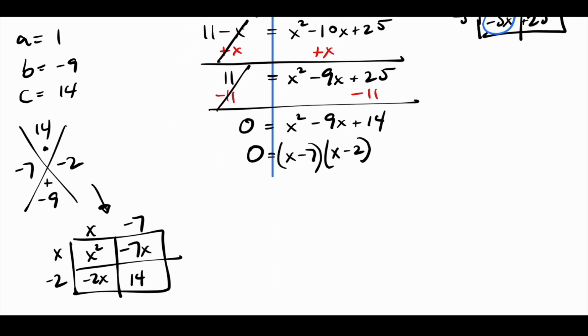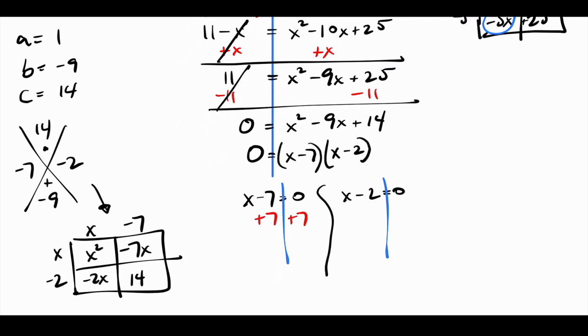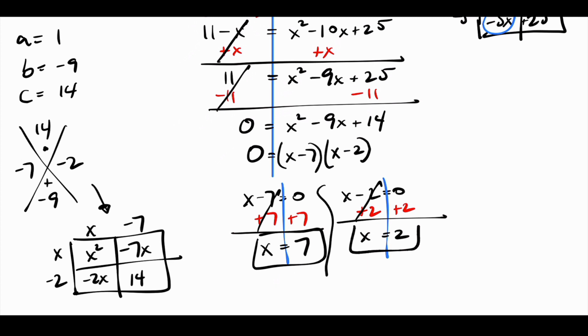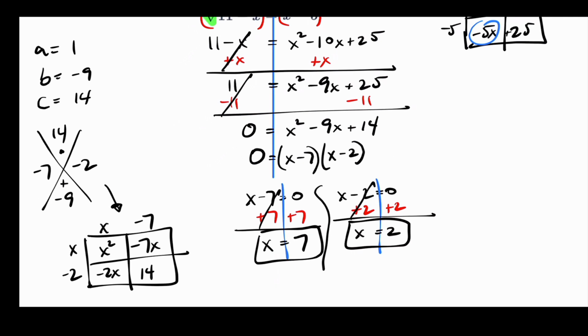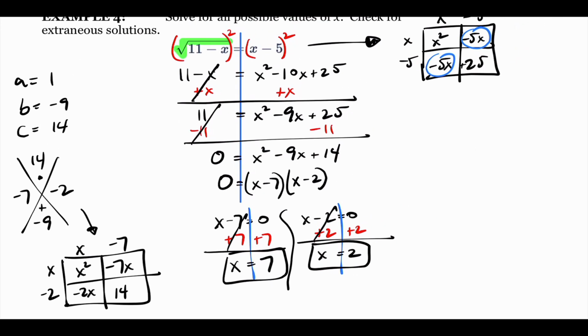Solve it, set the factor terms equal to 0. So I add 7 to both sides. I get 7, and then I got to add 2 to both sides. Okay, I get 2 answers, 7 and 2. But now I have to check. I have to do the last step, which is check.